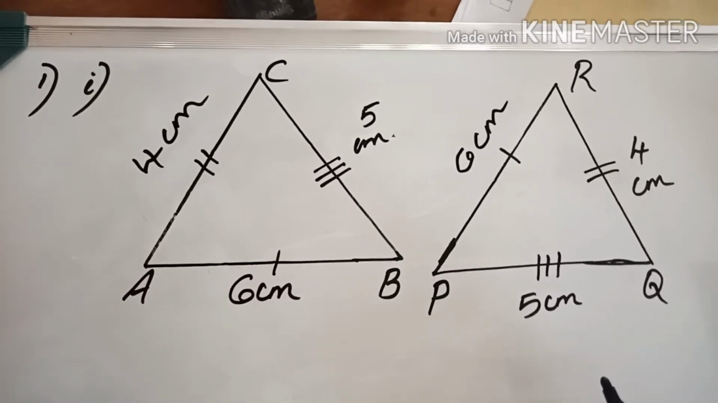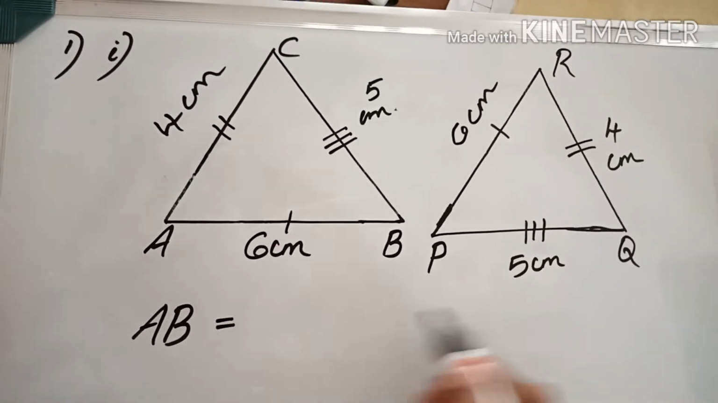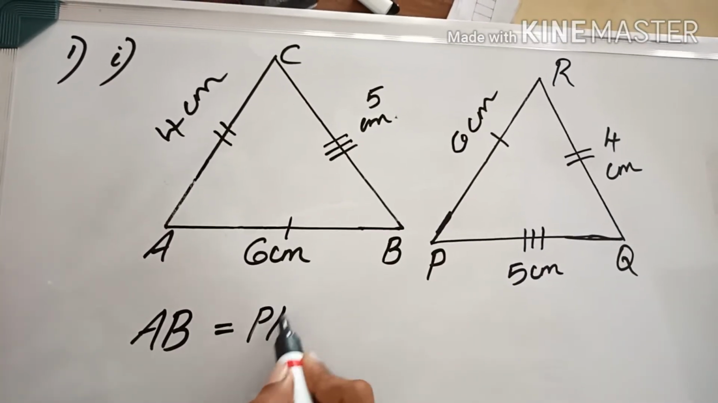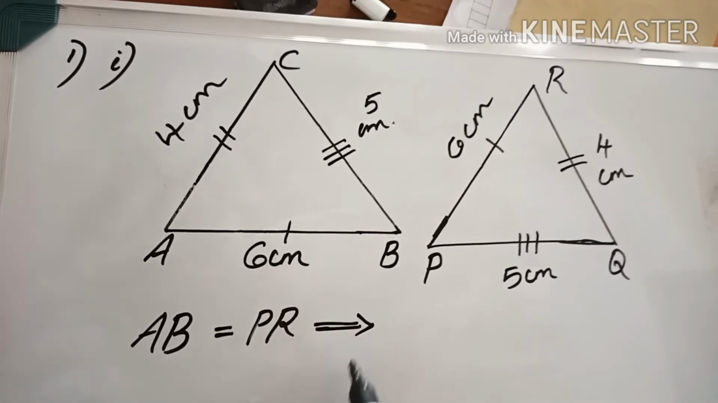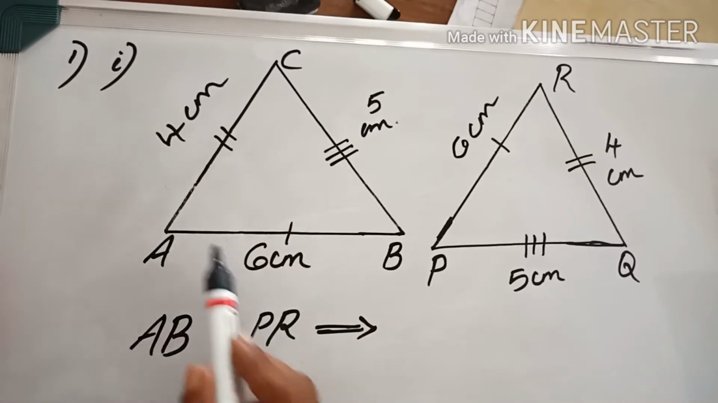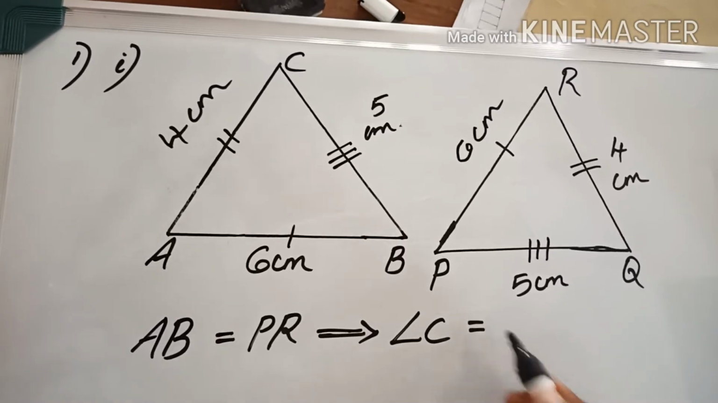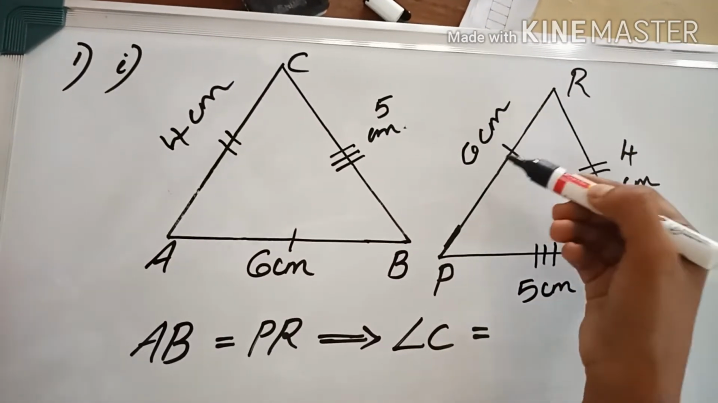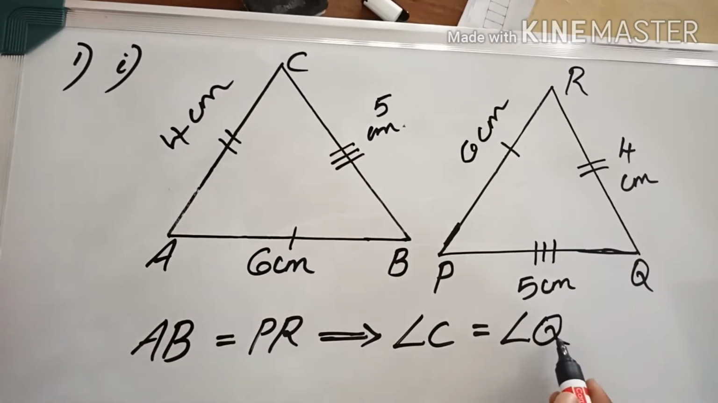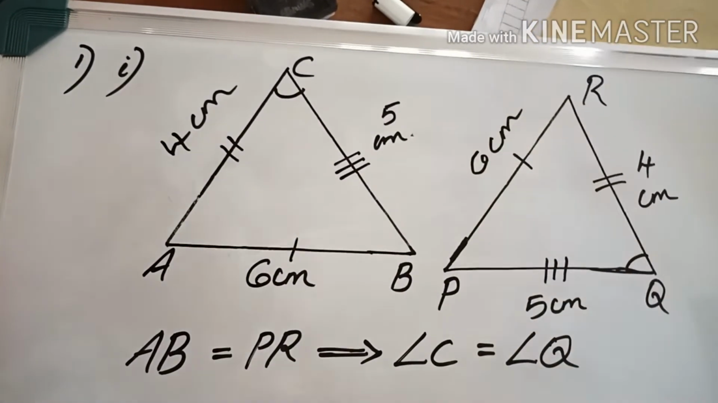Consider the first side, that is AB. AB is the same as PR. So AB and PR are equal, which means the angles opposite these two sides will be equal. The opposite angle of AB is angle C. PR's opposite angle is angle Q. So angle C and angle Q are the first equal angles.